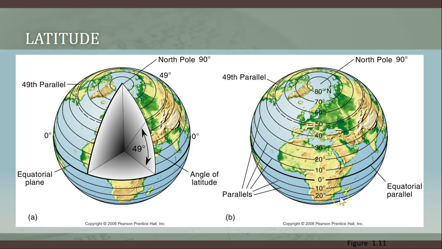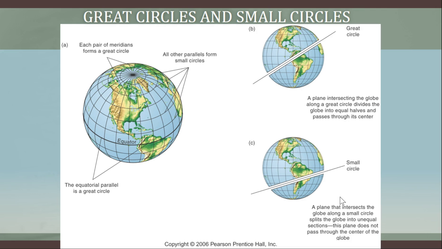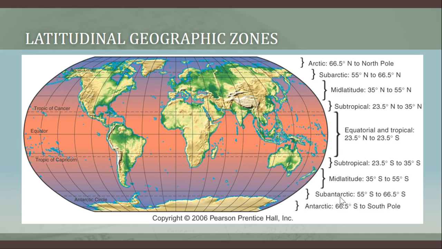Okay, the lines of longitude go from 0 to 180, east and west. We already talked about great circles and small circles, so we'll move on from there. Let's look at the latitudinal geographic zones. As we view the area around the equator, we're talking about the tropical or equatorial region. Then we move into a subtropical zone on either side.